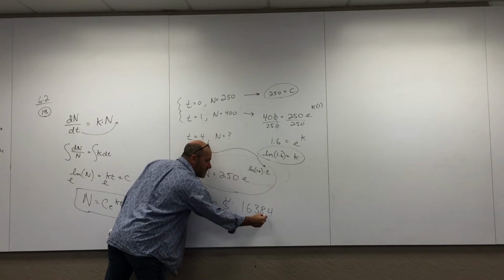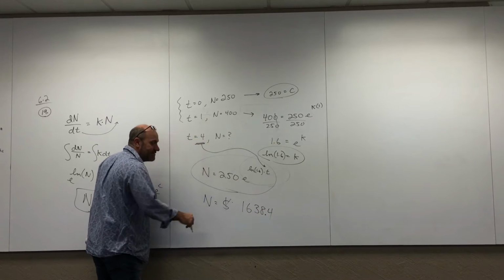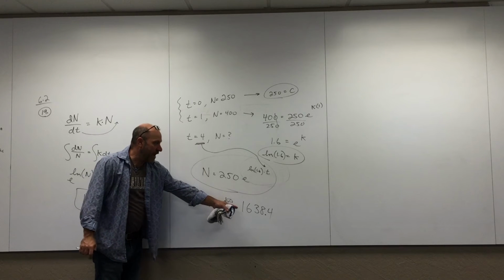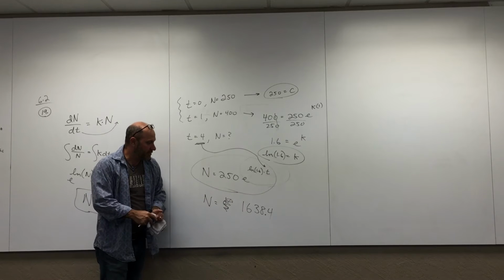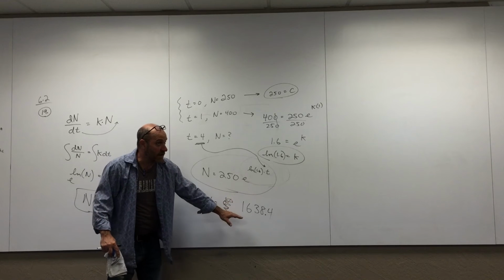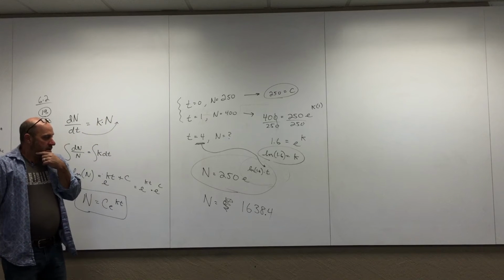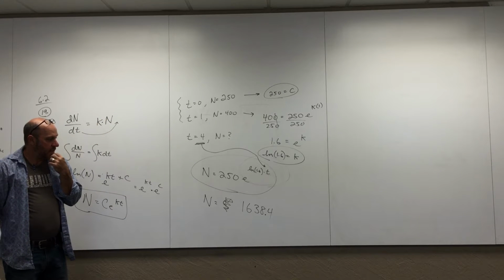1,638.4. Exactly. And we'll round it. No, that's what I got. Well, the answer in the back of the book was 8192 over 4. It was a fraction. That's pretty far off.